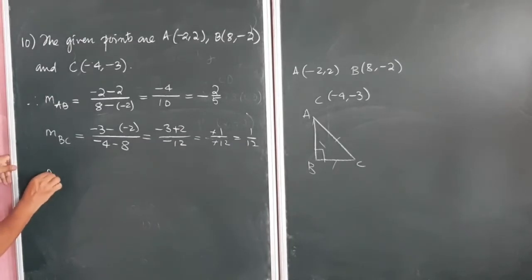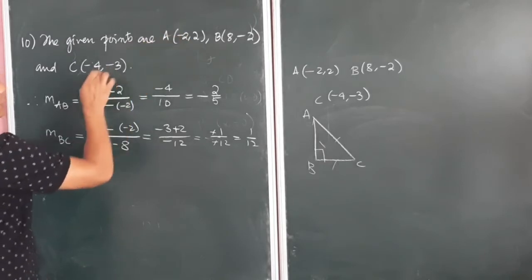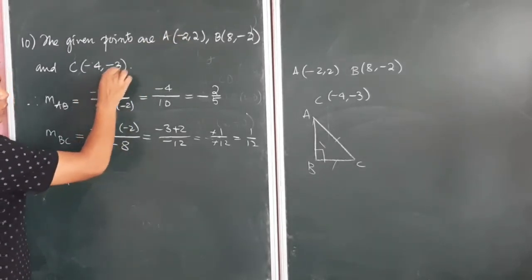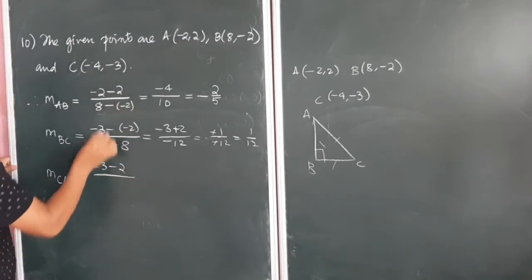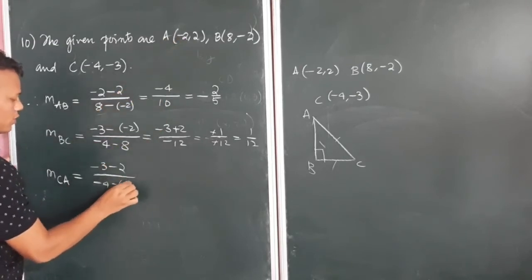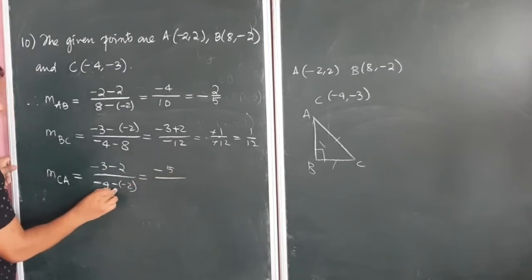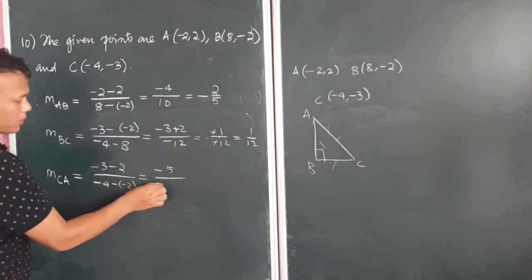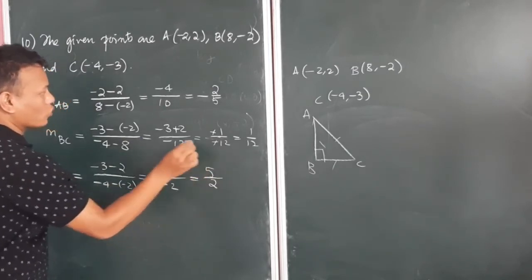Okay, so at last we have m of CA. Okay, so this is my x1 y1, x2 y2. Okay, so we have x2 minus x1, y2 minus y1. So minus 3 minus 2 divided by x2 minus x1. x1 is minus 2. Okay, simplify this. So this is minus 5. Okay, so minus into minus plus 2, right? So minus 4 plus 2 is minus 2. So these two get cancelled and it becomes 5 by 2.